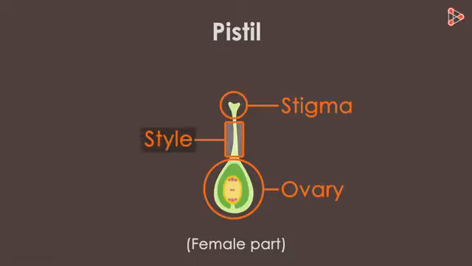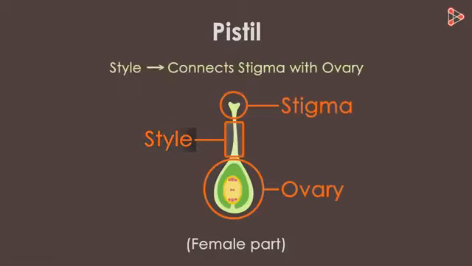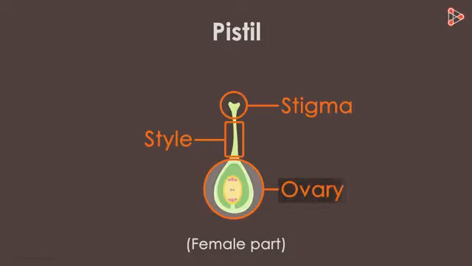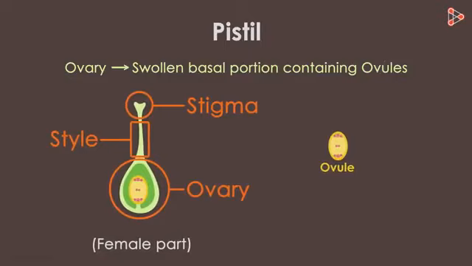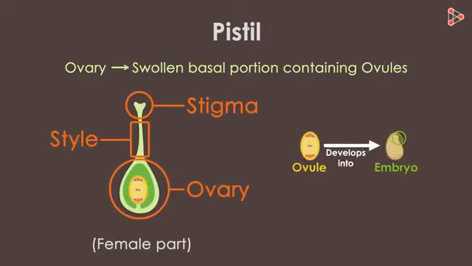Next comes the style, which is a slender stalk that holds up the stigma in position and connects it with the ovary. What about the ovary then? It is the swollen basal part of the pistil which contains the ovules. But what are ovules and what is their function? Ovules are the female gametes that get fertilized and form the embryo.